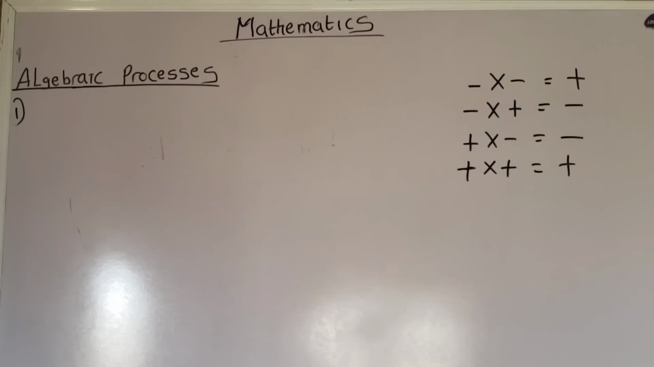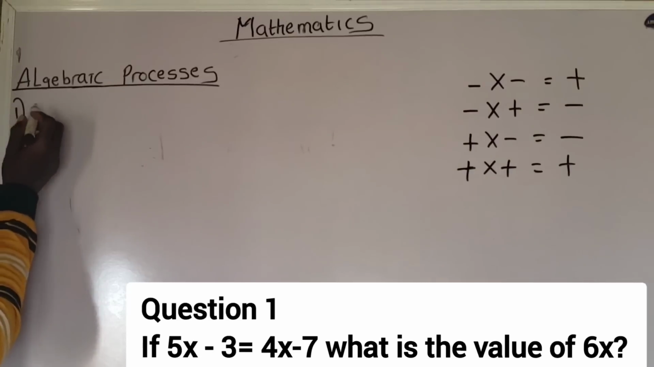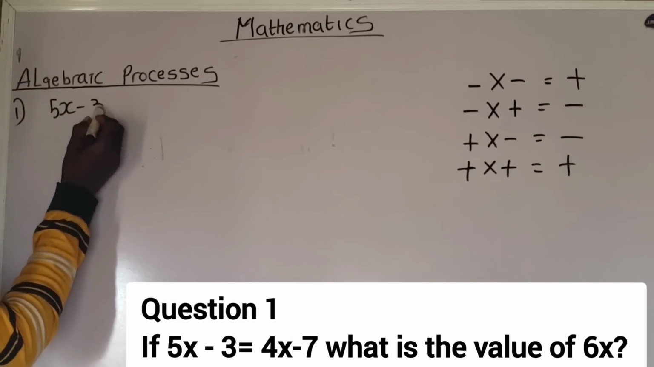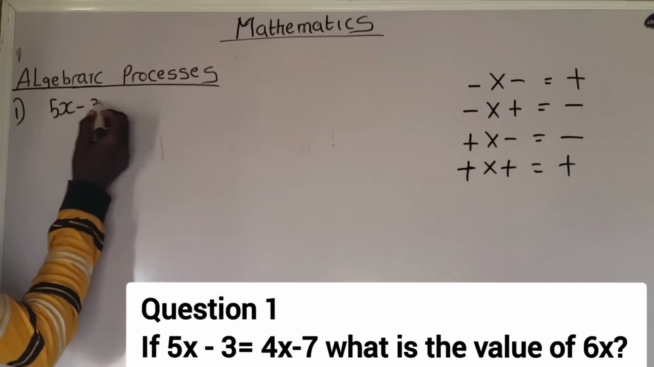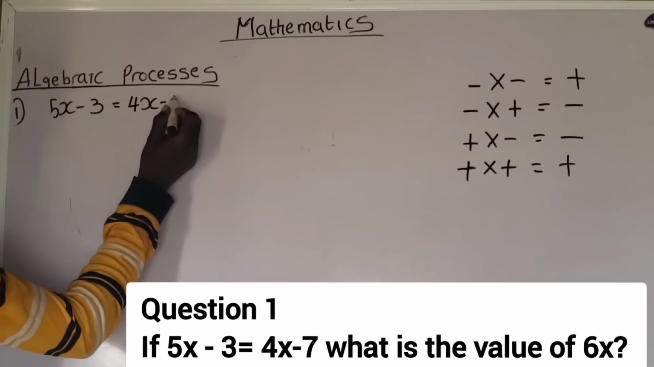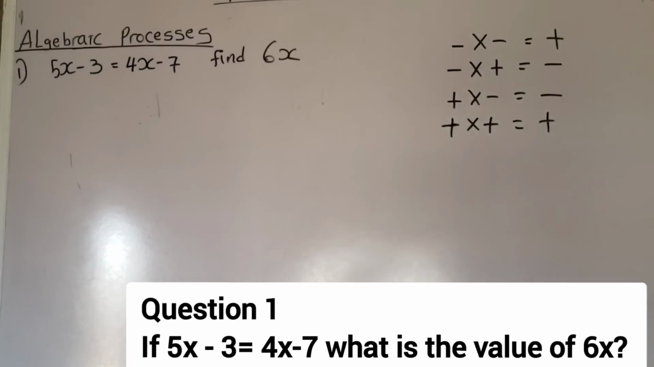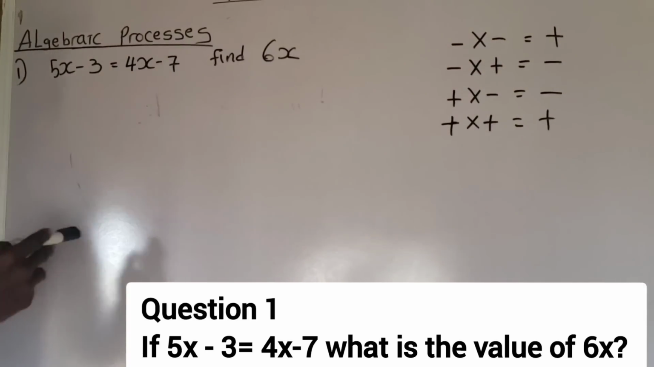In this video, we are going to solve series of questions on simple linear equation involving one variable. Okay, let's start with the first question. If 5x minus 3 is equals to 4x minus 7, what is the value of 6x? Okay, if 5x minus 3 is equals to 4x negative 7. We are asked to find 6x.